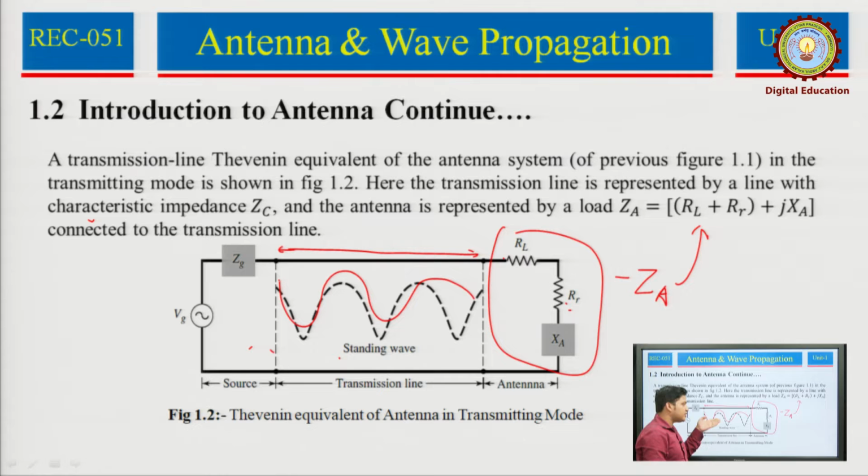So, through this there is a mismatch, and this mismatch results in leakage of energy into free space, as well as some portion being reflected back toward the source side, which creates constructive as well as destructive interference. So, this is the basic Thevenin equivalent of antenna in transmitting; the same we can discuss on the receiving side.